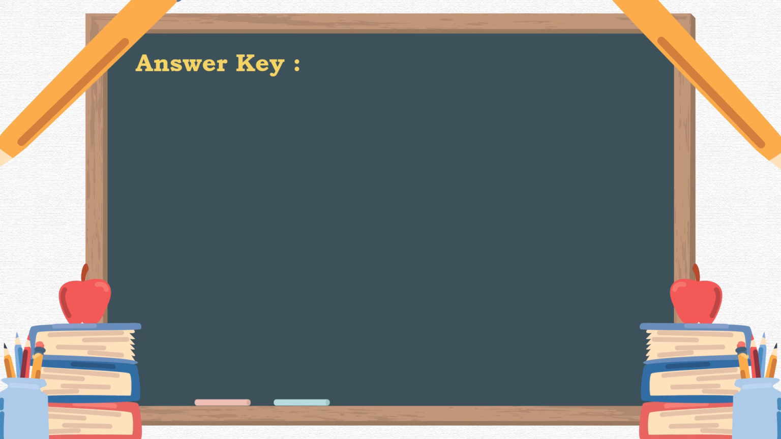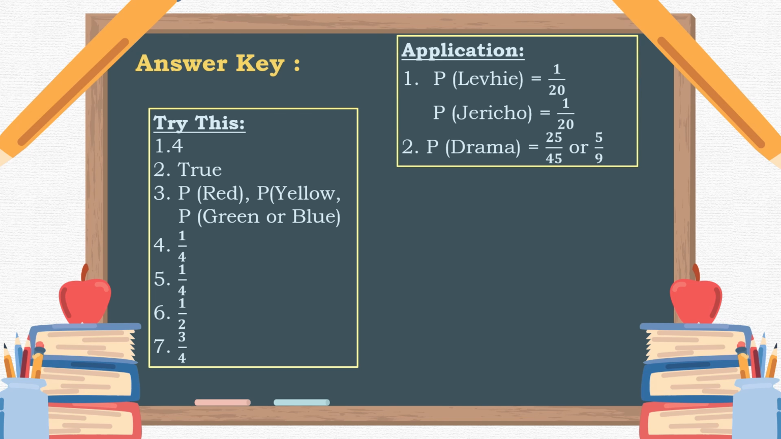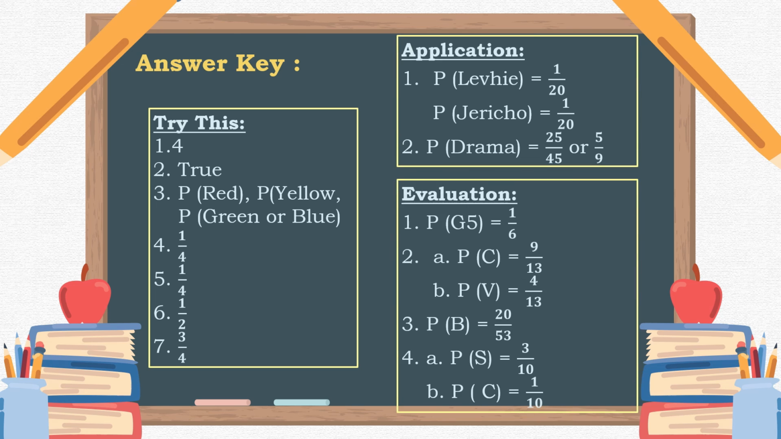So, our answer key for the activities we did earlier: the activity for try this, for the application, and for the evaluation.